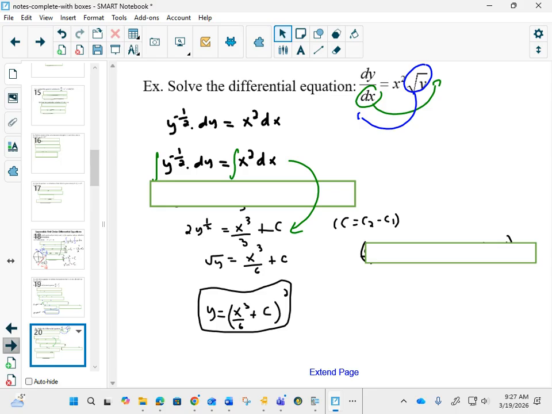And then from here, if you wanted to, you could get y by itself. Technically, this is a solution as well. But getting the y by itself is nice for solving things later on.